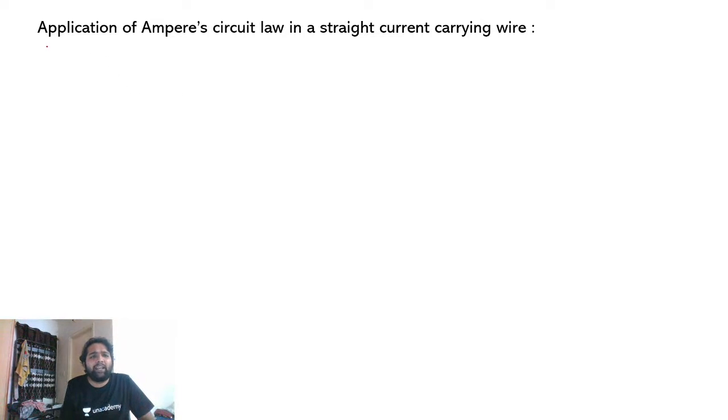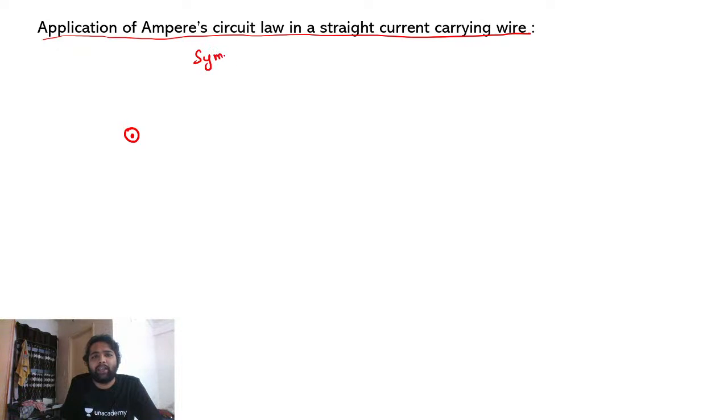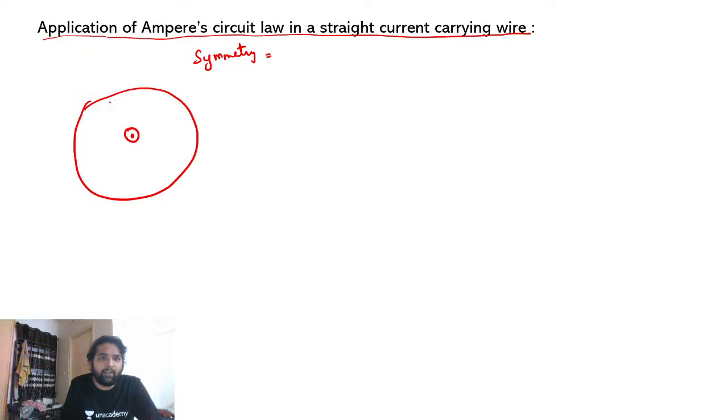So now we'll take the application of Ampere's circuital law in a straight line current carrying wire. A simple example: we will take a straight current carrying wire which is carrying current outward this way. For this, what is the symmetric line? If you observe, the symmetry will be in a circle.